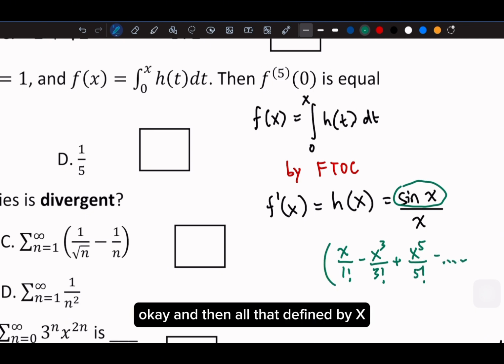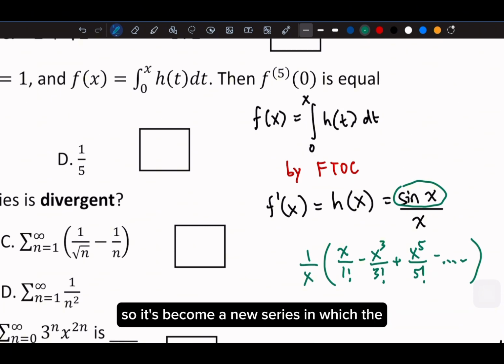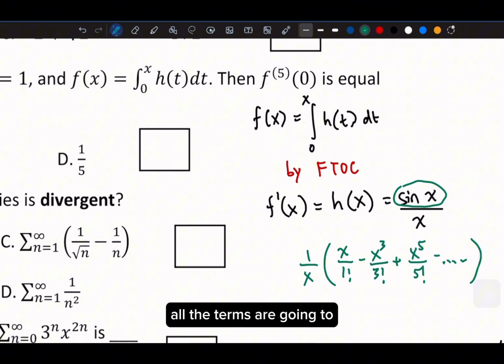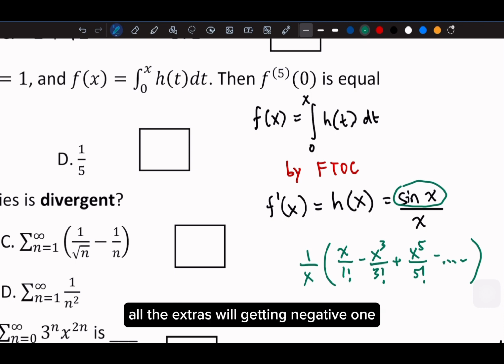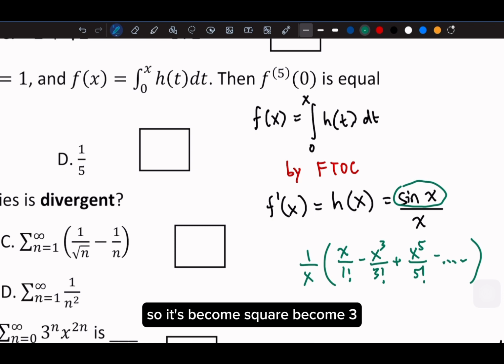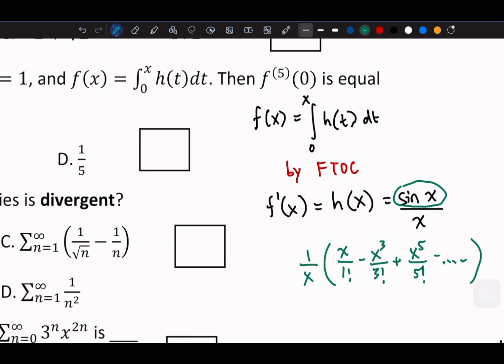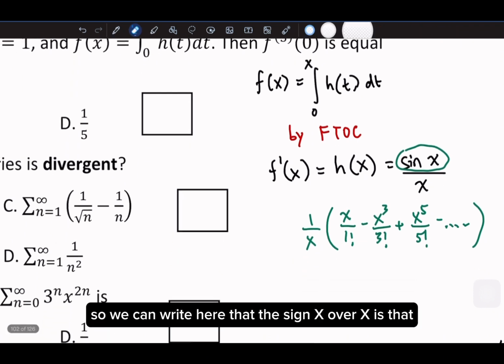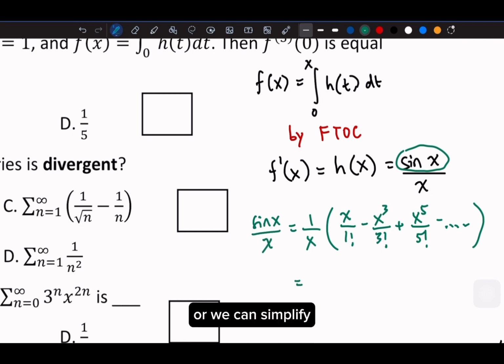Right? And then all that divided by x. So it's become a new series in which all the x terms will get in -1, right? So -1, or here's cancelling. This is -1, so it's become squared, become 3, 4, and so on and so forth. Okay. So we can write here that the sine x over x is that, or we can simplify it.